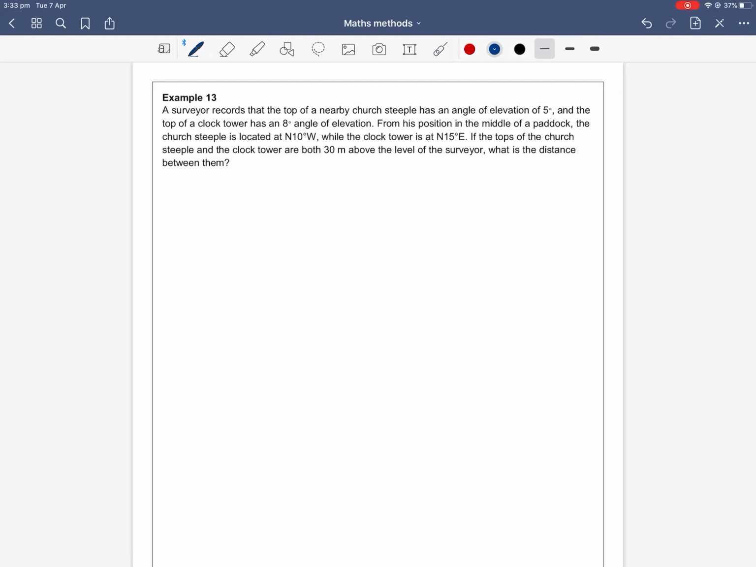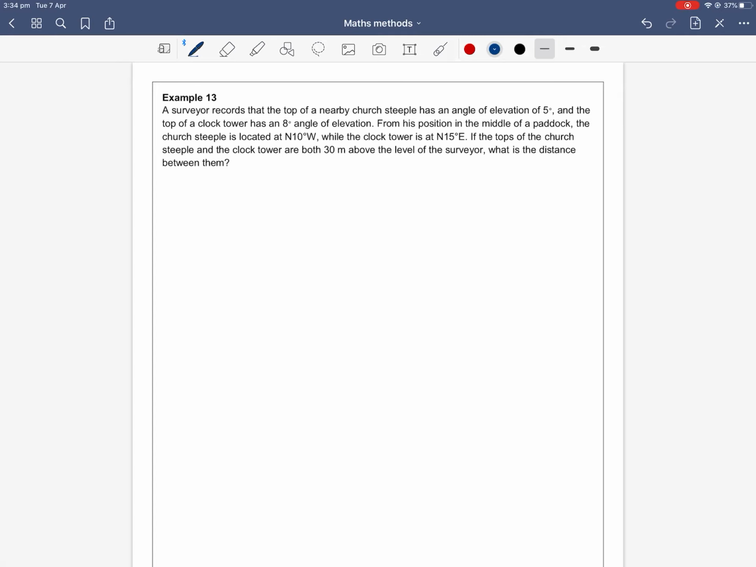Alright, so let's finish up with lucky last example 13. This one's a little bit challenging because there's quite a bit to read through, and it's a little bit challenging to visualize and see what this whole scenario looks like, but that's all good. We can work through this together.